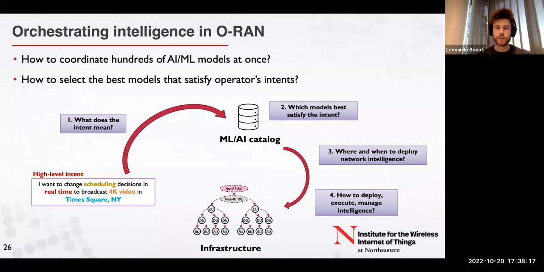And after we understand what the intent is, which model we should deploy, where and when, we still need to figure out how to deploy the model. So how to execute the model and how to manage the intelligence. So how to manage the interactions between our RAN and our model that is running to improve the performance of our network.